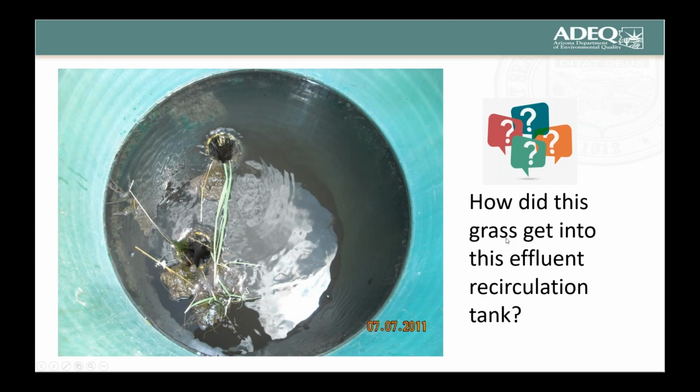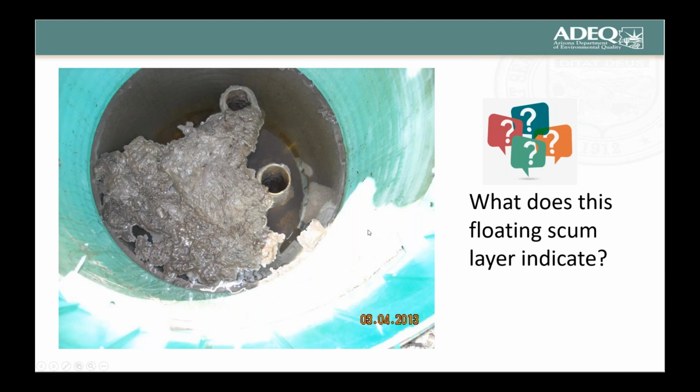All right, so now same facility, our recirculating sand filter. How did this grass get into this effluent recirculation tank? I wonder if it was through that broken riser section when they're weed whacking, some of the grass blown up into the air, then got into here. And it looks like there's some scum and other stuff that hasn't been removed in a while. So part of proper maintenance would be to get rid of this. What does this floating scum layer indicate? It's a lack of monitoring and maintenance here, and things will still grow even in effluent.